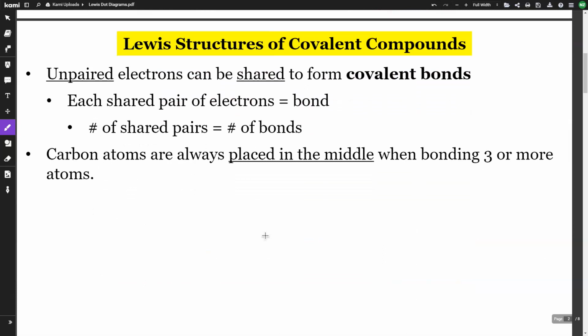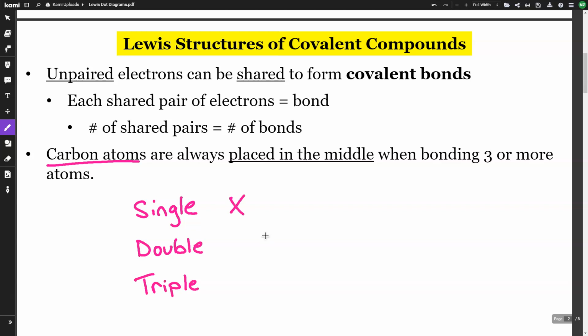Okay, when we draw Lewis structures of covalent compounds, we always place carbon in the middle. Carbon always goes in the middle when we're bonding 3 or more. We're going to represent unshared electrons with dots, and we're going to represent bonds with lines. There are 3 types of bonds that we can have in a covalent compound. We can have a single bond, a double bond, and a triple bond.